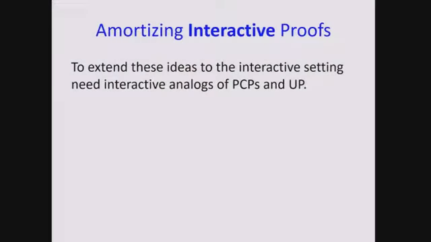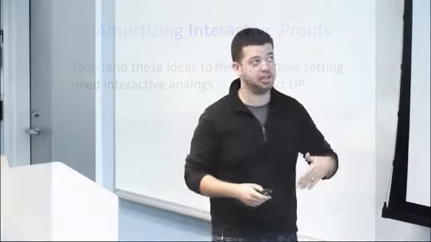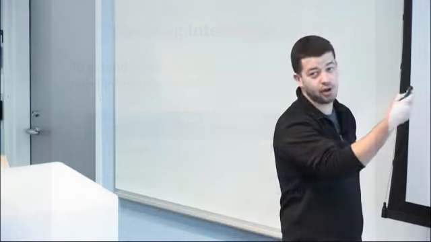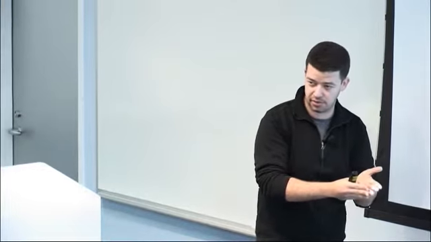So far we were talking about amortizing UP statements. To get our constant round interactive proofs, we need to amortize interactive proofs. In fact, also here we kind of know how to do that, depending on your definition. But anyhow, to extend the ideas of what we did for NP to the setting of interactive proofs, we need extensions of the notion of PCPs and of unique witnesses to the setting of interactive proofs.